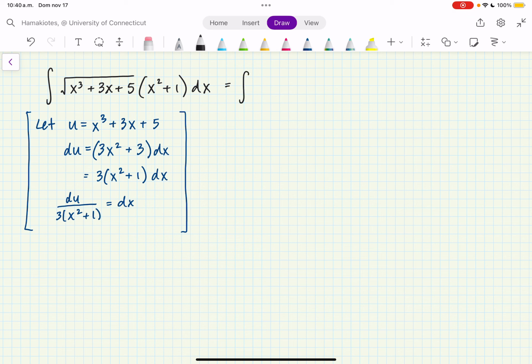Now we can use this substitution to try to simplify our integral. So this becomes the integral of the square root of u times x squared plus 1 times dx, which is du over 3 times x squared plus 1. Now that's great. We have that the x squared plus 1 in the numerator and denominator cancel out. And so I have a 1/3 over here as a constant that I can take out of the integral. So we can simplify this a bit as 1/3 times the integral of the square root of u times du.